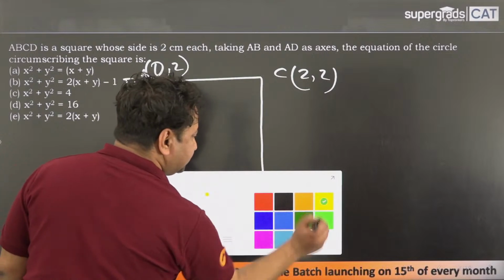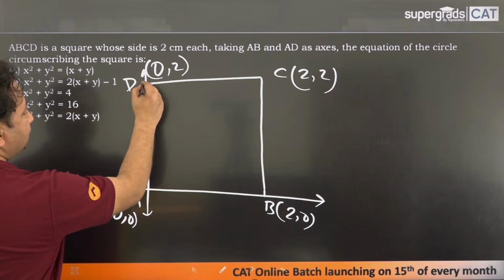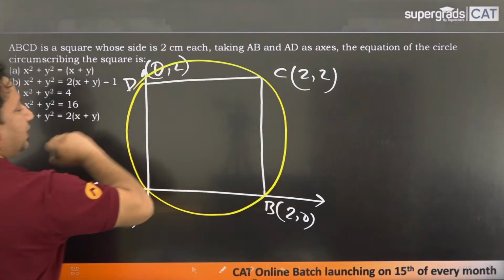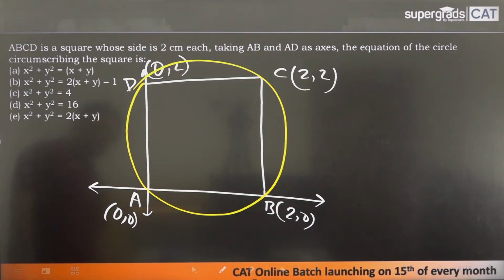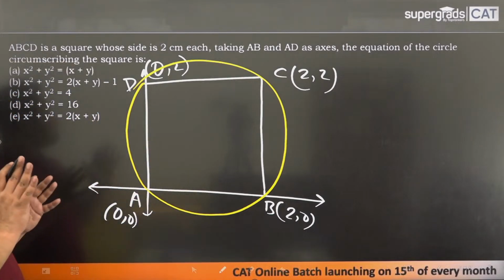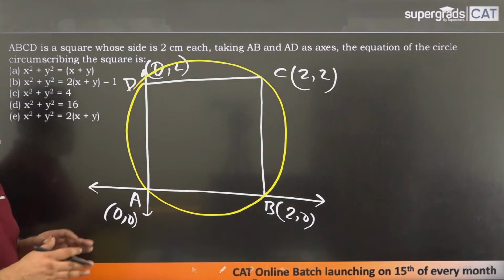Now, there is a circle which circumscribes it. So the circle will look something like this. I'll just try to draw a perfect circle. Oh, wow, I have drawn that. I'm so proud of myself. Okay, the center of this circle and center of the square, when I say center of square, I mean the point at which the diagonals meet.